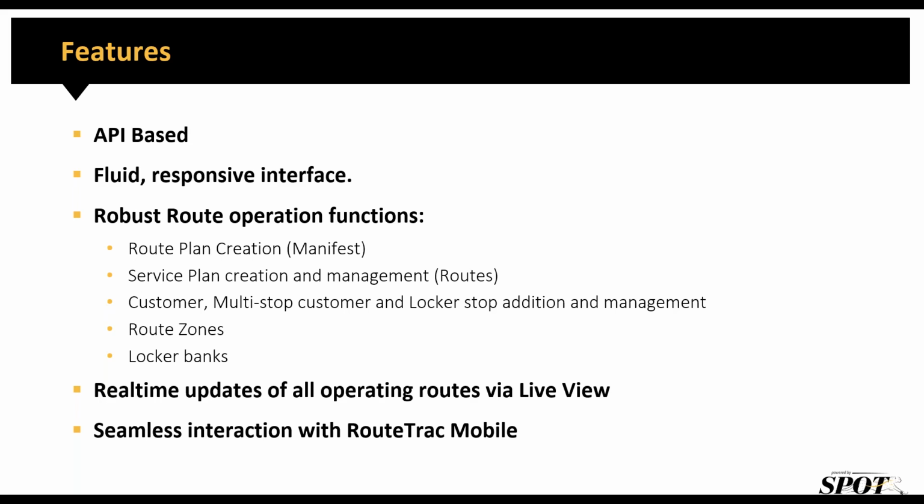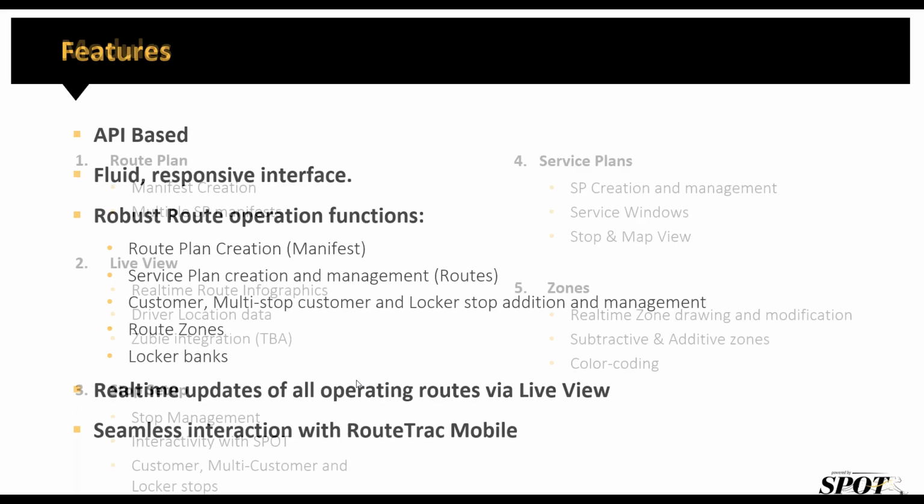And the last thing is seamless interaction with RouteTrack Mobile. And this is a no-brainer. You do need RouteTrack if you want to use Delivery Console. It's the reason why it's bundled with it and it's free with RouteTrack. So the transition of using Delivery Console with RouteTrack is seamless. It doesn't really change anything if you've already been using RouteTrack with Spot routes today. The process in that regard is still the same: all you need to do is upload your manifest into RouteTrack Mobile once it's been generated from Delivery Console.